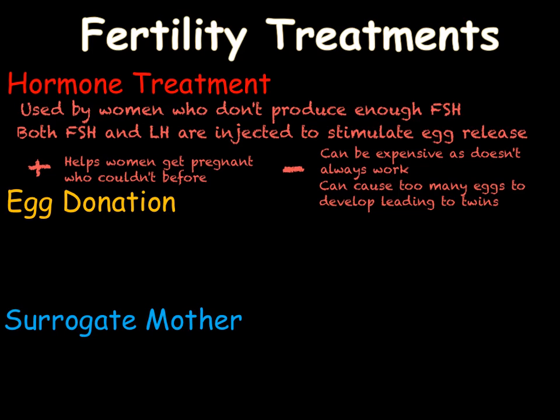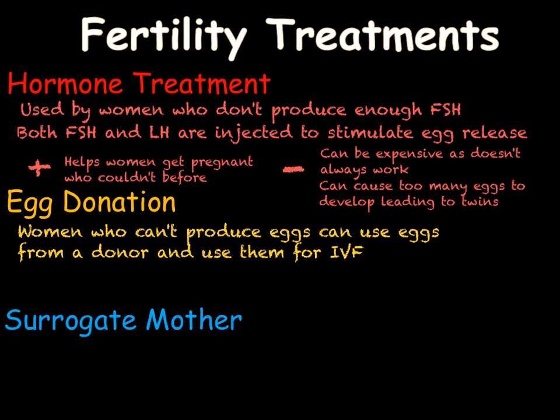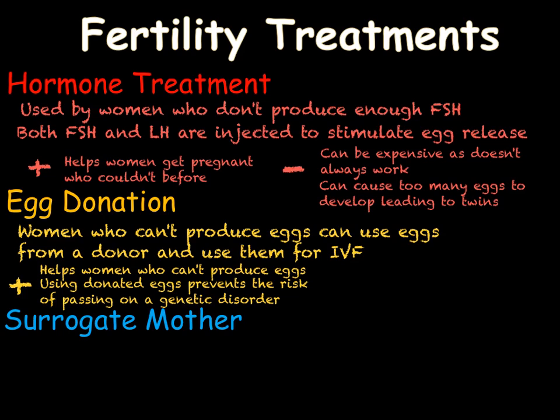Egg donation involves women who can't produce eggs getting eggs from a donor and then using IVF in order to conceive. We will look more at IVF on the next page. As with hormone treatment, the major advantage of this is that it helps women get pregnant who couldn't before, this time because they can't produce eggs. Also, by using donated eggs, you can prevent the risk of passing on a genetic disorder from the mother because you've got a different genetic makeup.